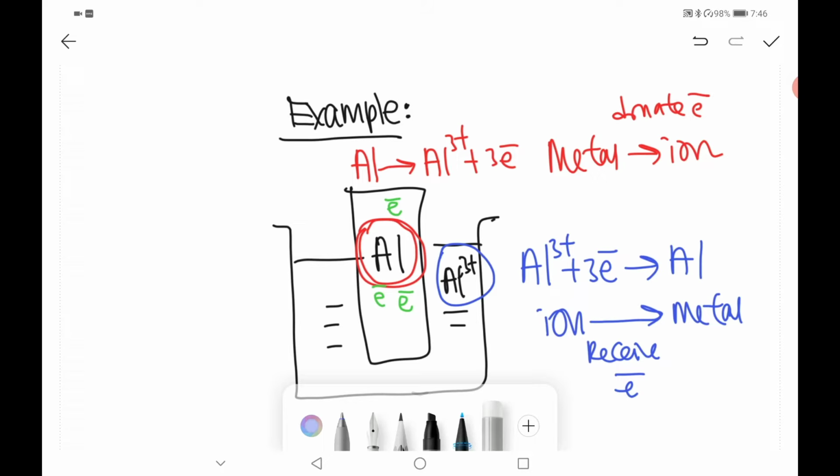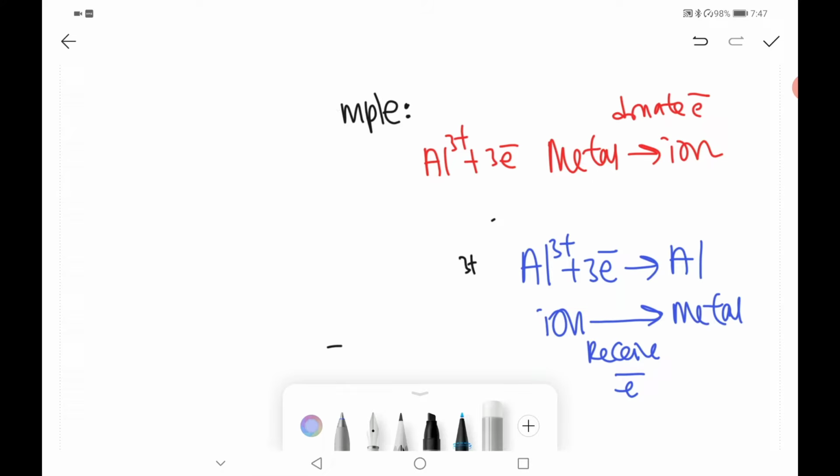So please remember, when you have a half cell with one metal and one metal ion, the metal is donating the electron and the ion is receiving the electron. The metal donates the electrons away, and the ion in the solution is receiving the electron. These two processes happen at the same time.